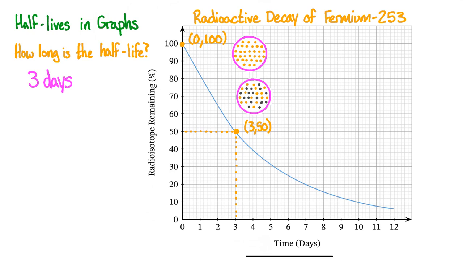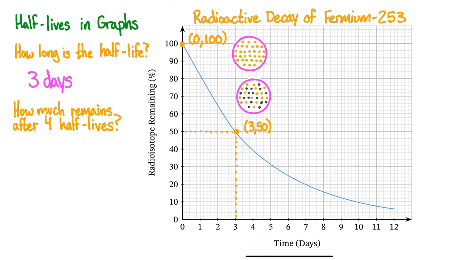As a reminder, 50% of the radioisotope remaining means that 50% of the fermium-253 particles in the initial sample have decayed, releasing energy and particles to form a more stable arrangement. In the case of fermium-253, it decays into the element californium.